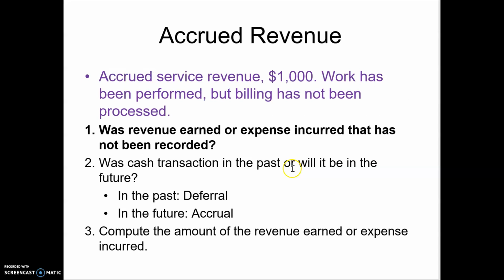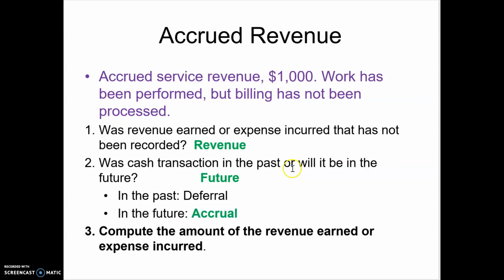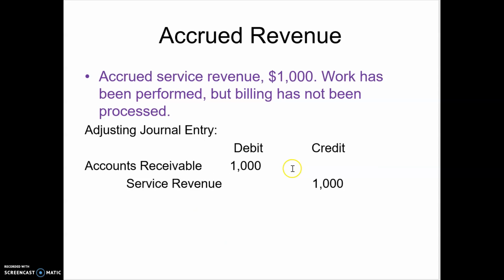So here's an example. Accrued service revenue, $1,000. Work has been performed, but we just haven't done billing yet. So we're talking about revenue in this situation. We haven't done the billing, so we haven't even asked them for the money, so we're not going to get the money until later. So that's why we're dealing with an accrual, and we were told the amount was $1,000. So when we make this adjusting entry, we're going to debit accounts receivable because our customer owes us, and we're going to credit service revenue because we've done the work.